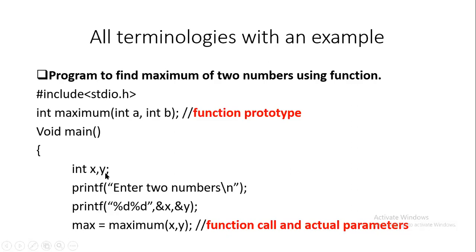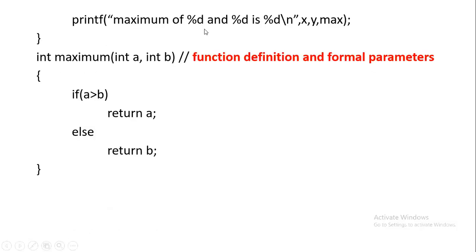Please declare the max variable also here: x comma y comma max. So max is also an integer. Max is the returned value, that is 4. Now we have to print that max value, along with x and y. Maximum of first percentage d is x, say 3, and second one is y, which is 4, and max is 4. So it prints maximum of 3 and 4 is 4. Right? So out of 3 and 4, the maximum is 4.